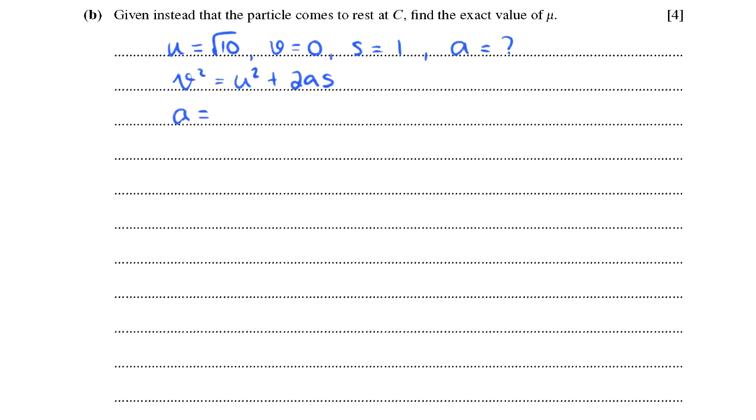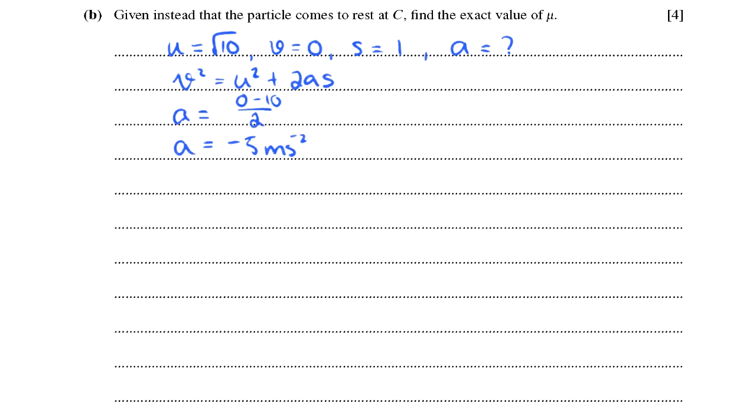V is 0, and u squared is 10. But we're subtracting it from 0. Okay, I'll write it all. 0 minus 10 divided by 2 times s, which is just 2. Oh, well, that turns out nice, doesn't it? The acceleration is negative 5 meters per second squared. And of course, it's negative because the acceleration is up the ramp.